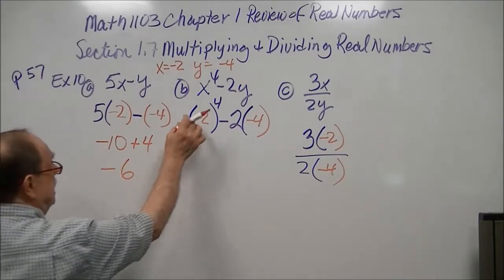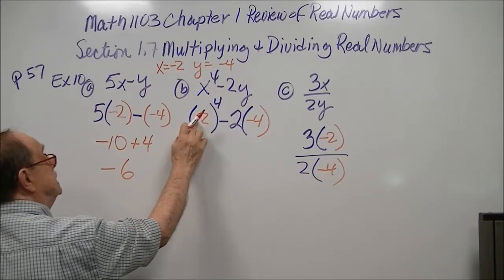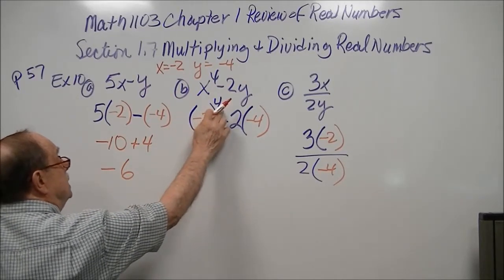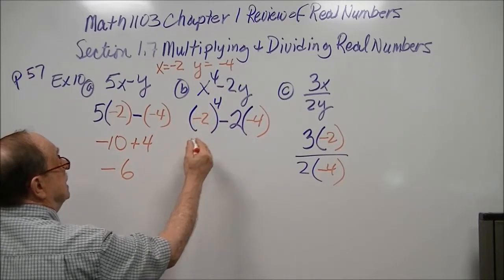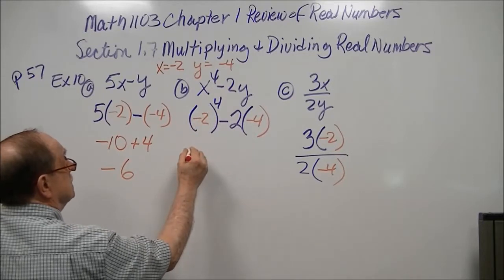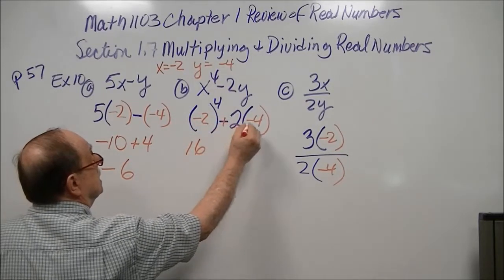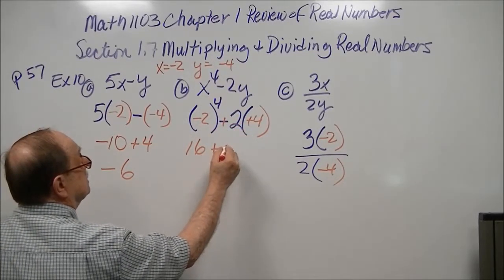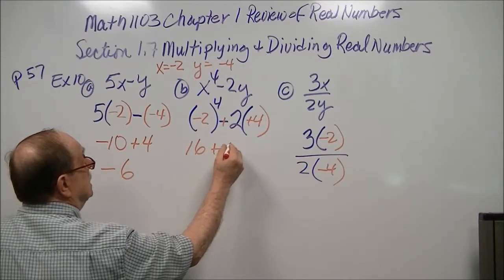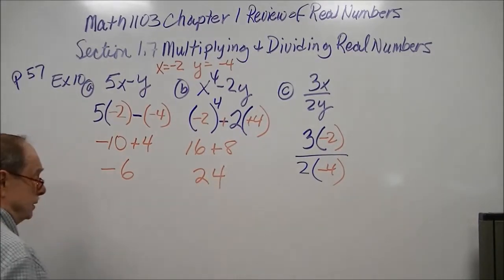Now here, again, our x is what is our base, and that's a -2. Raised to the 4th power, an even number of negative signs. And then 2 to the 4th is 16. And then this is going to be, again, the opposite of a negative makes it a positive. 2 times 4 is 8. So this ends up being a positive 24.